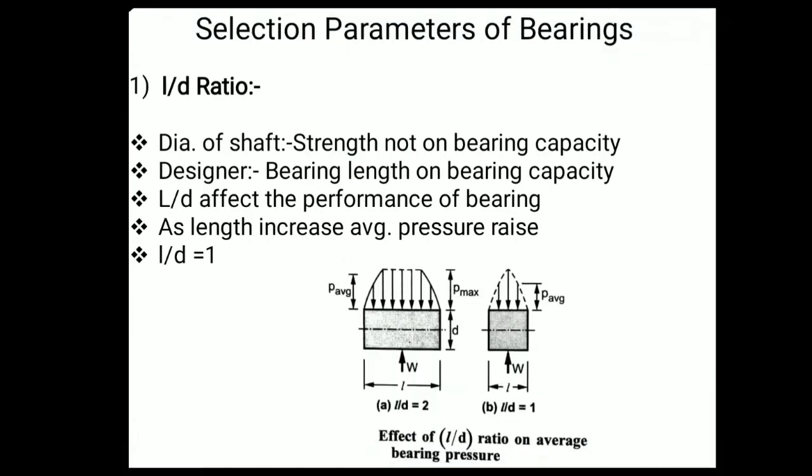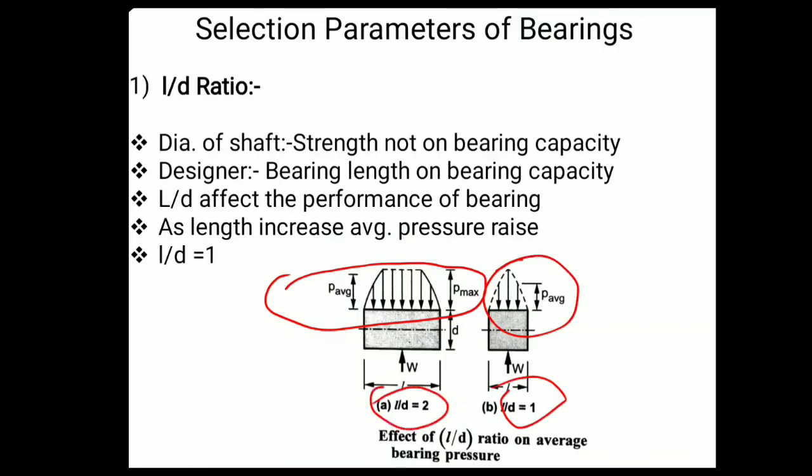Why? Because very simple, if the length of the bearing is increased, you can see the average pressure also increased, the area is increased. If length is reduced, or L by D is equal to 1, then the average pressure is less, so less load is coming over the bearing. But in case of a higher L by D ratio, the average pressure is more. So this point I have covered. It will affect the performance.